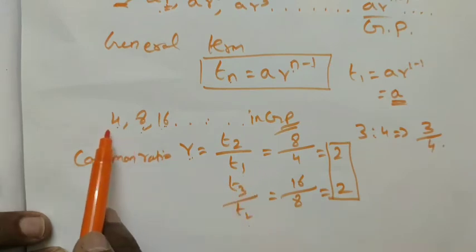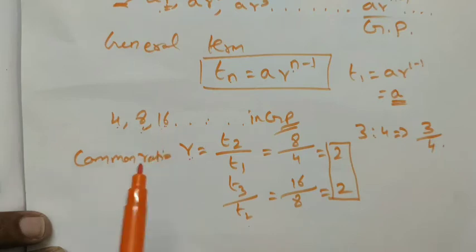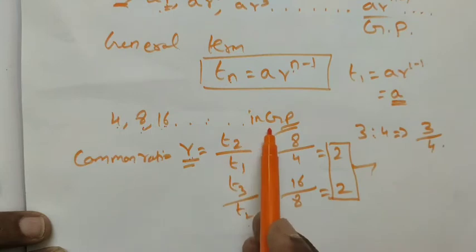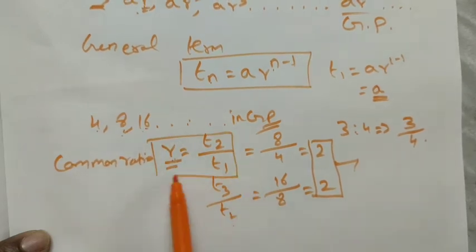When all the elements are arranged in some specific order, we call this a sequence, right? Especially when the common ratios are equal, then only we can say it is a GP, geometrical progression, right? So this is the formula for common ratio.